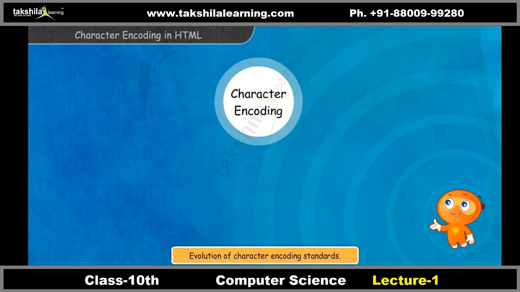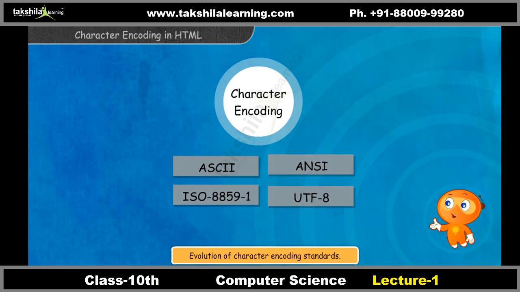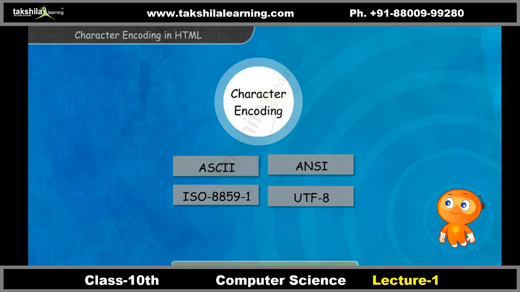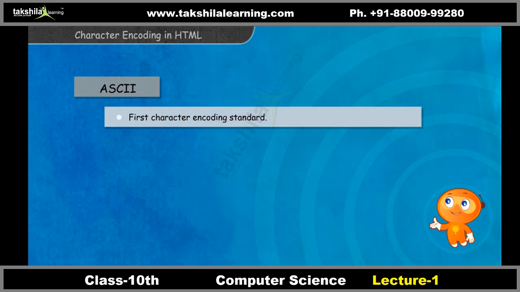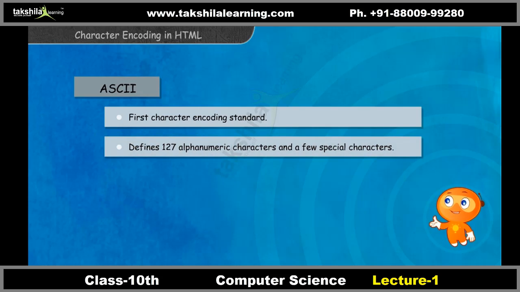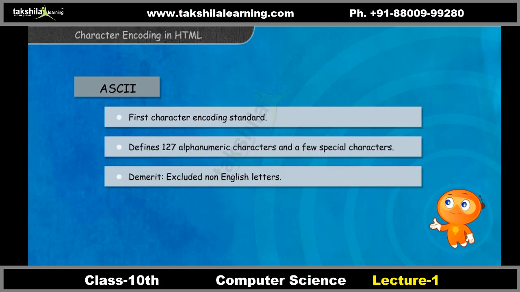Character encoding standards have evolved over the span of time. Let's see one by one. ASCII was the first character encoding standard, also called character set. It defines 127 different characters that include numbers, English letters and some special characters. The main limitation of ASCII code is that it did not support non-English letters.